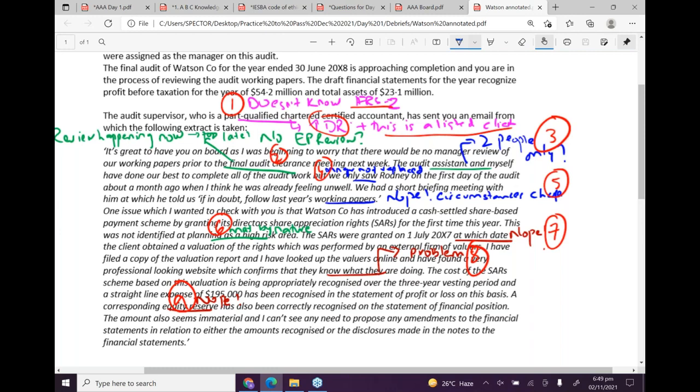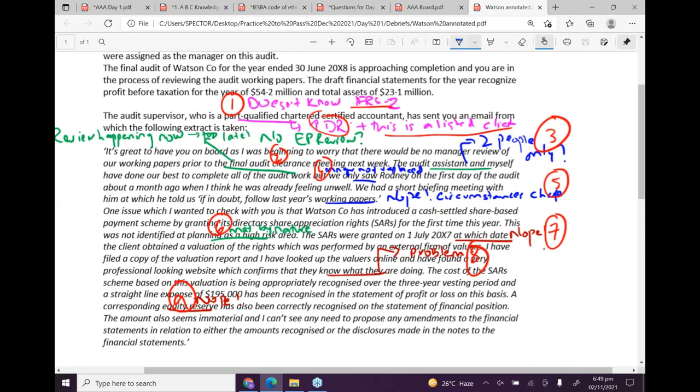Then the second point, which is the final clearance meeting is next week and the review is happening now. This means there was no engagement partner review of the working papers. It's too close to the final meeting. The third point is 2 people only for a listed client. So insufficient staff for auditing a listed client.